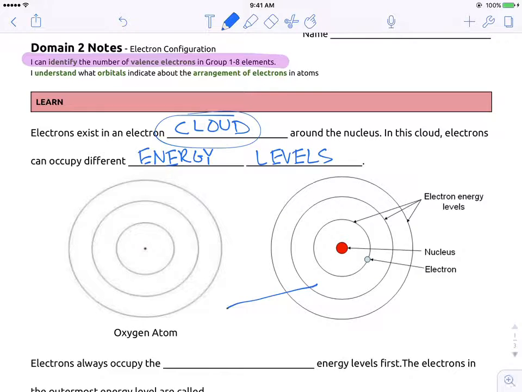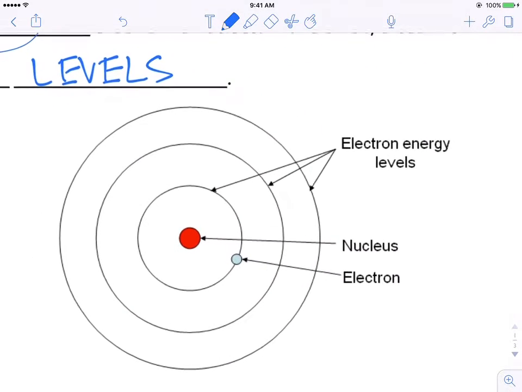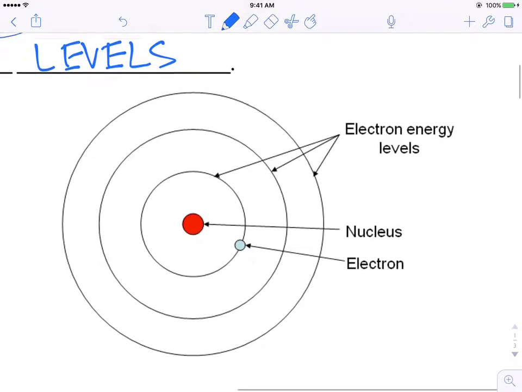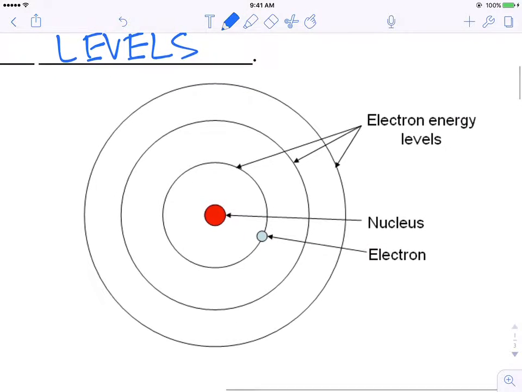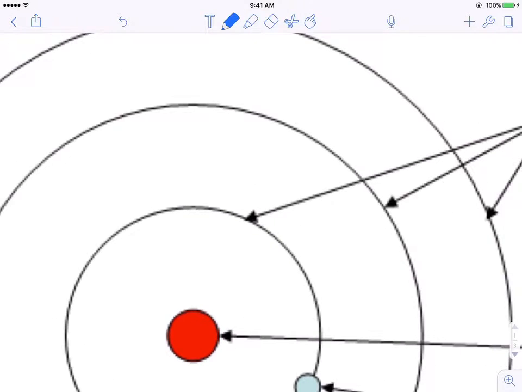And so if I look at this atom here, I have the nucleus in the center, which is very, very small. It's not to scale in this picture. It would be tiny, tiny, tiny in this picture. But these three energy levels can hold a certain number of electrons. And this first energy level can hold 2 electrons. That's this energy level here.